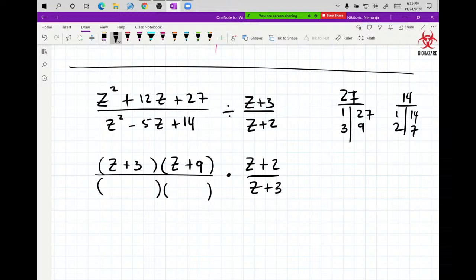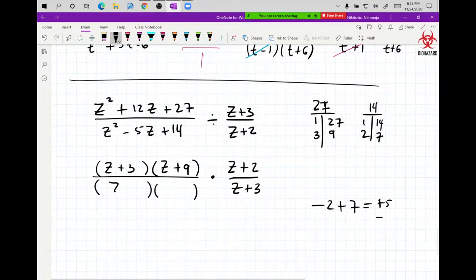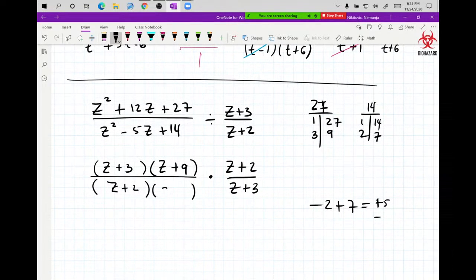You need negative 5. If you have minus 2 and plus 7, that's going to give you positive 5. We need a negative 5. Oh, okay. So what should we do? Plus 2 minus 7. Yes. Z plus 2, z minus 7. Okay, cool.